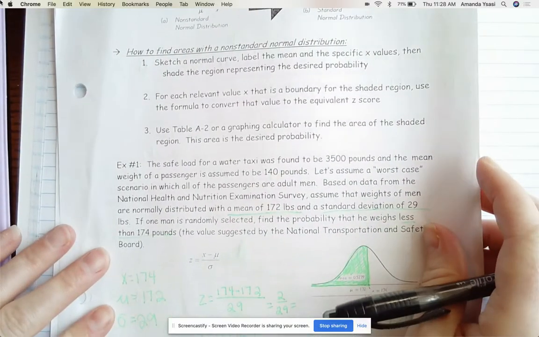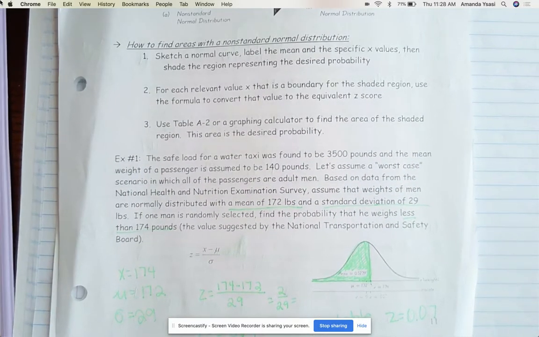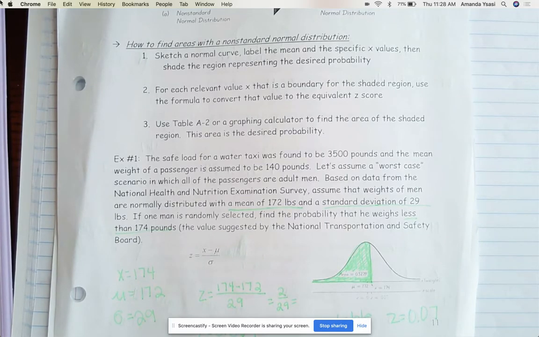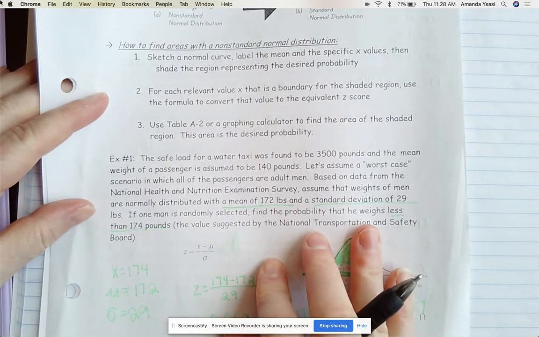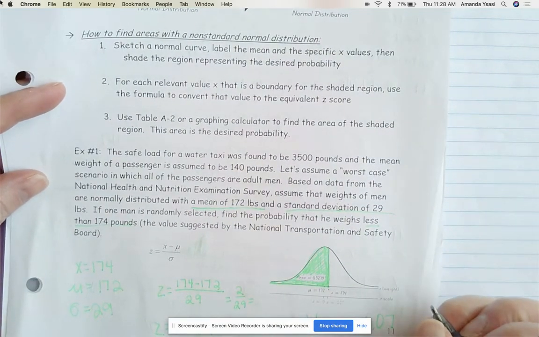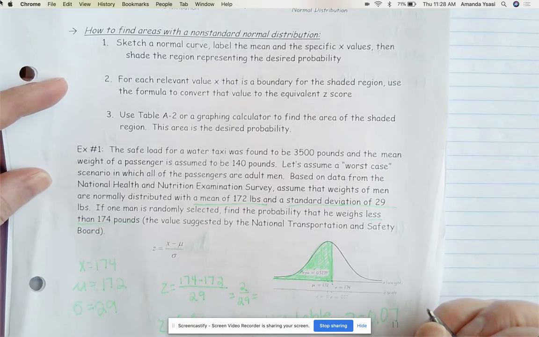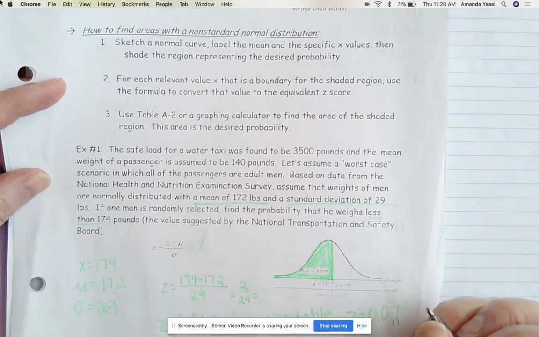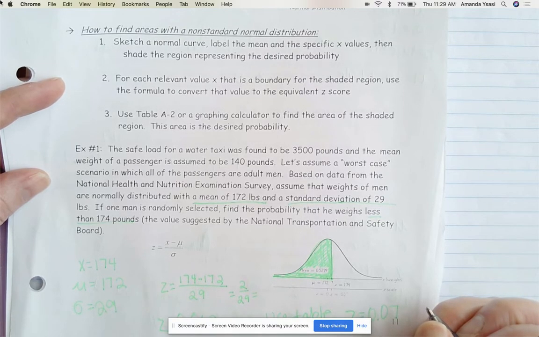So here's an example. The safe load for a water taxi was found to be 3,500 pounds. The mean is assumed to be 140 pounds. Let's assume a worst case scenario in which all passengers are adult male. Based on this information, assume the weights of men are normally distributed with a mean of 172, standard deviation of 29. If one man is randomly selected, find the probability that he weighs less than 174.